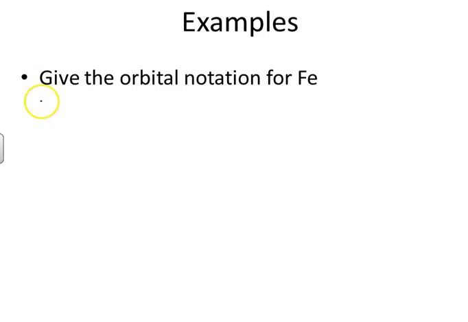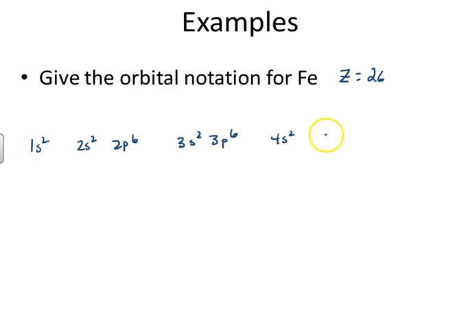We have iron. Iron's going to have an atomic number of 26. So we would have 1s2, 2s2, 2p6, 3s2, 3p6, 4s2, and 3d6.